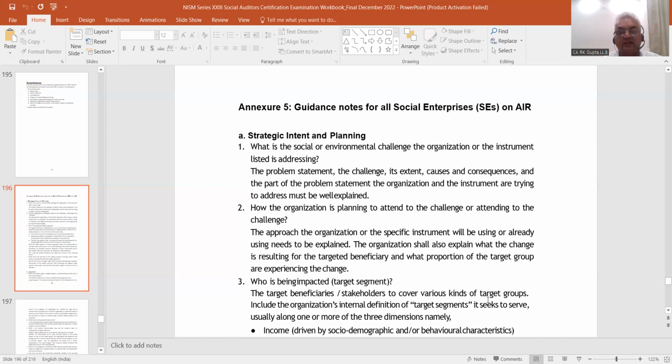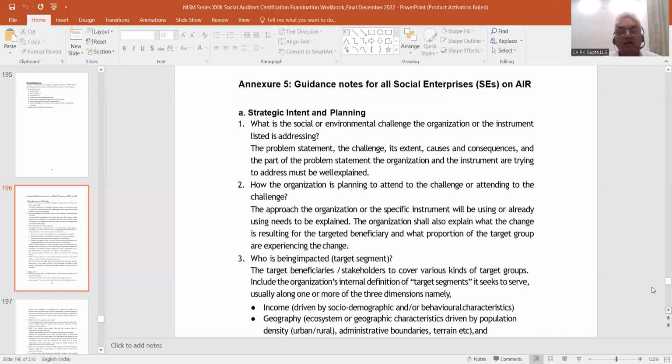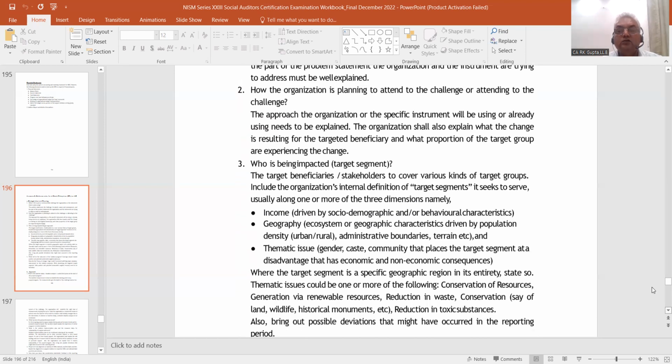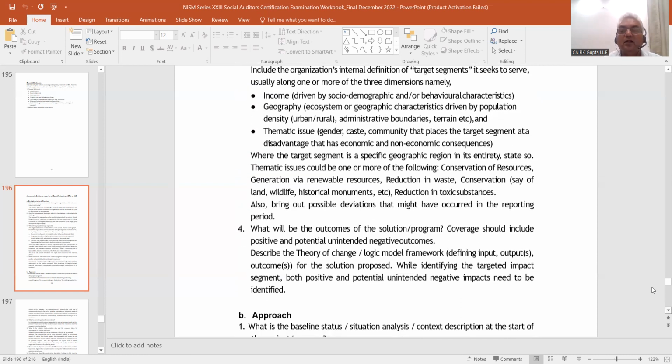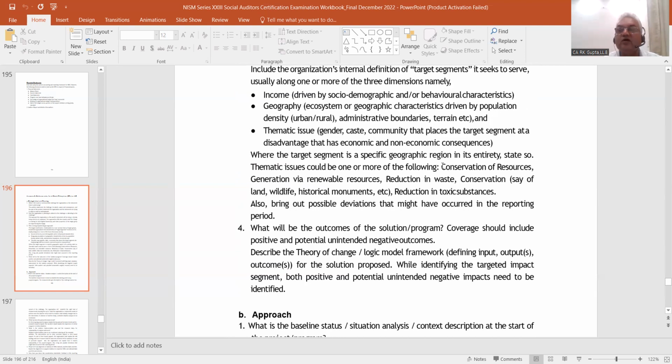Then who is being impacted? ठीक है, टारगेट सेगमेंट क्या है? यूजुअली अराउंड वन और मोर ऑफ द थ्री डायमेंशंस, इनकम, ज्योग्राफी के हिसाब से, फिर थीमेटिक इशू के हिसाब से. थीमेटिक इशू में जेंडर, कास्ट, कम्युनिटी आ जाएगा. ठीक है. And where the target segment is a specific geographic region in its entirety, state.